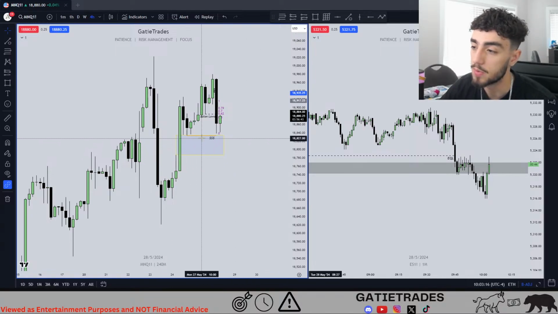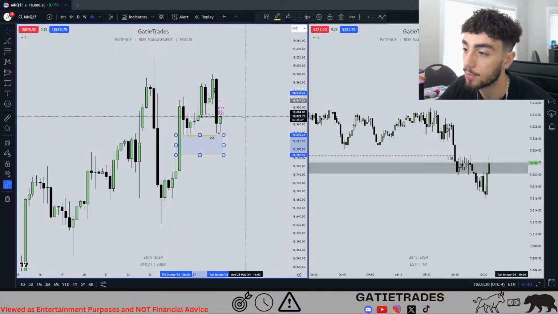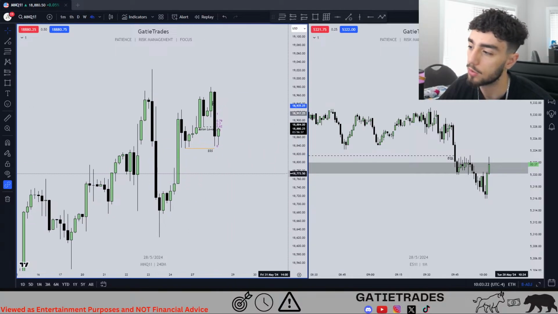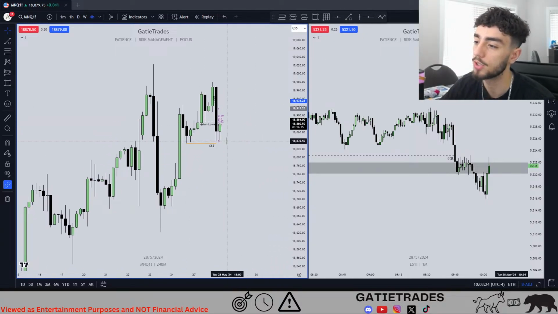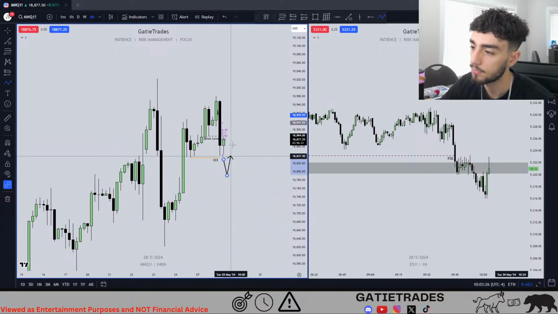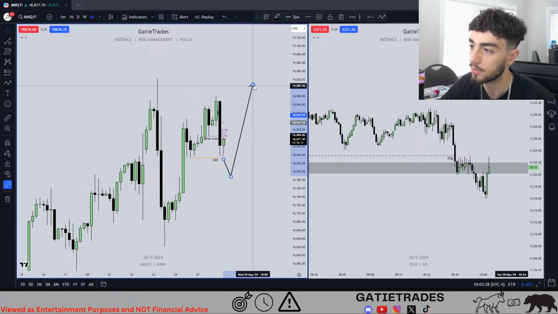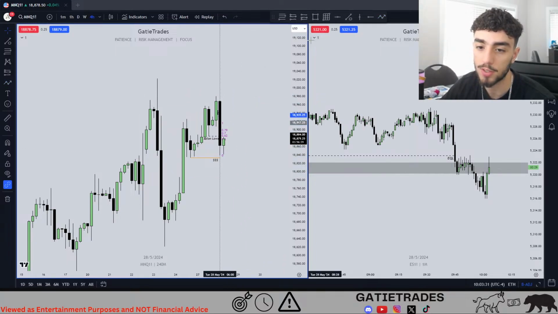So Tuesday doesn't have to come into here, could be Wednesday, but I'm expecting something to come into this 4-hour fair value gap for sure, and then also take out this low, and then from there, potentially higher prices. Something like that. I don't know. So that's the draw right there.